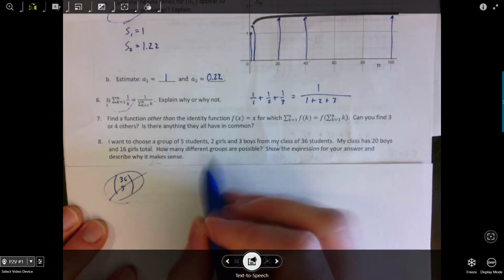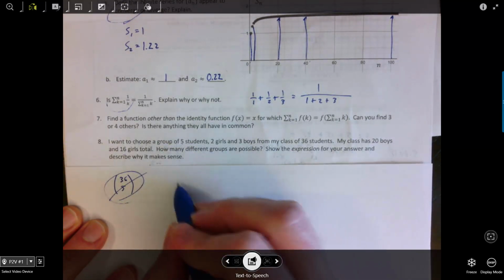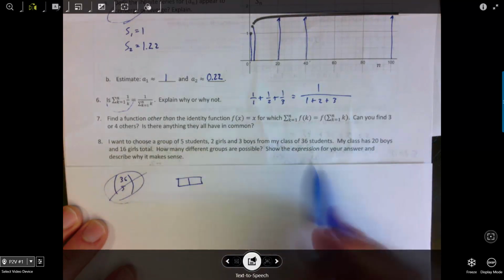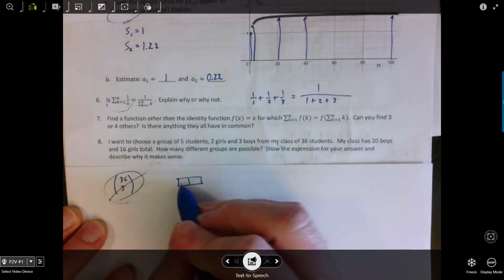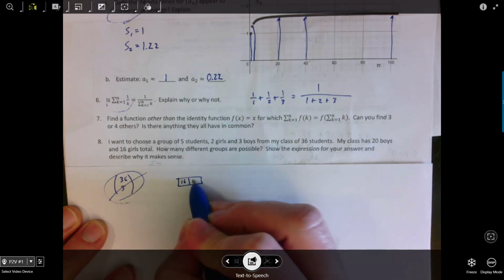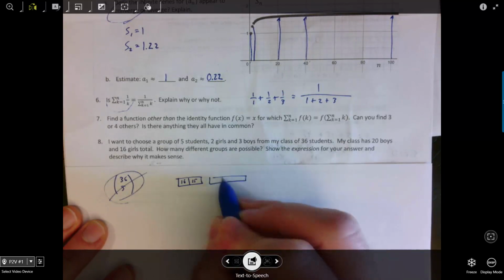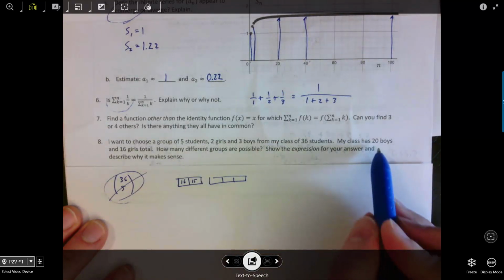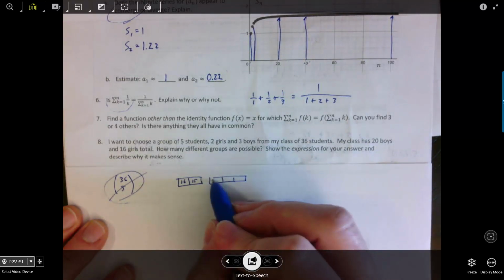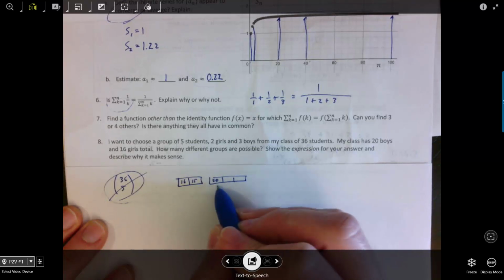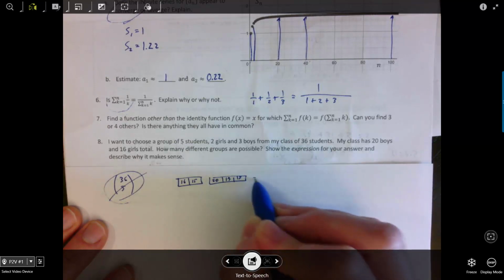Another way that would be wrong would be to say, all right, let's choose 2 girls. So I've got 16 girls. So that means I have 16 possible people I could choose for my first one and 15 possible people I could choose for my second one. And then for the boys, same thing. I've got 20 boys. So any of them could be my first boy, and then only 19 of them could be my second boy because I've already chosen one, and so on. And so that gives me the total.